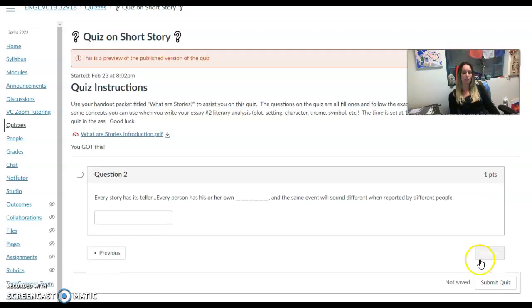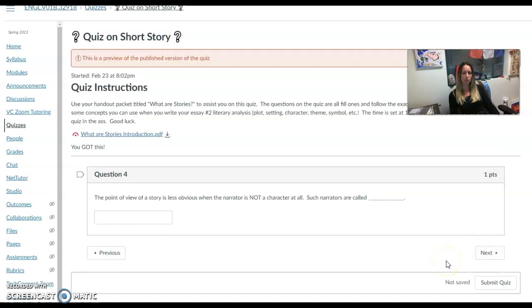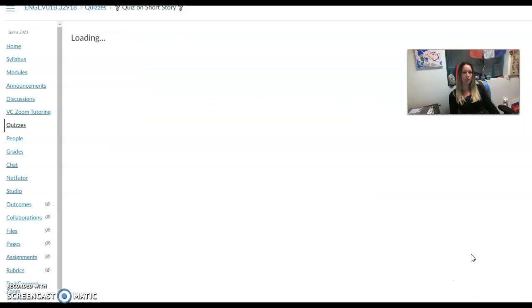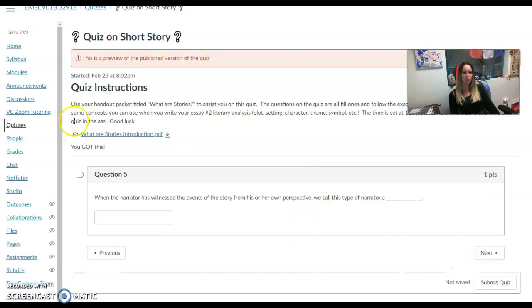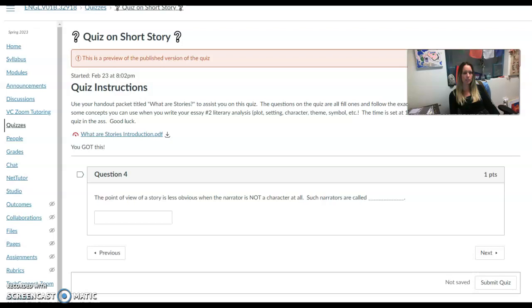The wording is copied exactly from the packet, so there's no confusion there. You're looking at different types of narrators, first-person narrator, omniscient narrator, that kind of stuff. I just want you to feel confident and comfortable, really not only understanding the terms, but hopefully using those literary concepts in your essays and in your discussion posts as you're analyzing and reflecting on what we've read. And so that's a typical quiz.